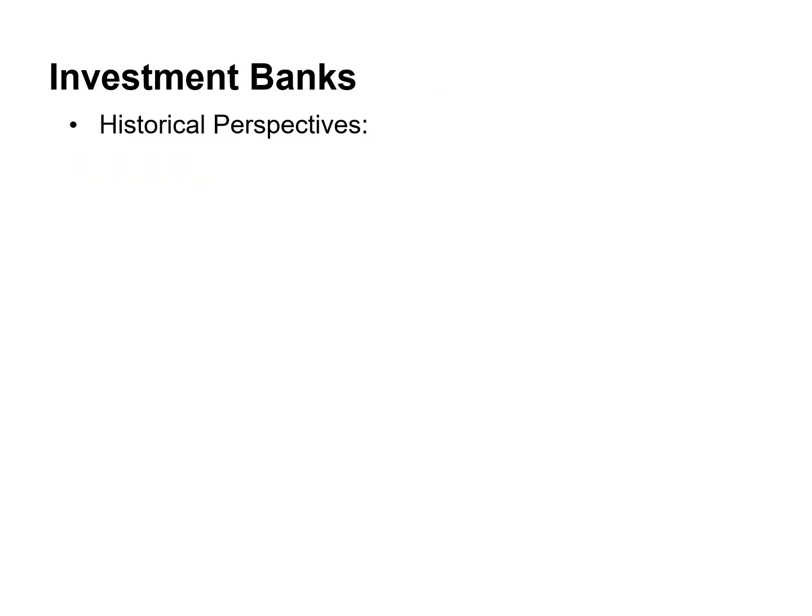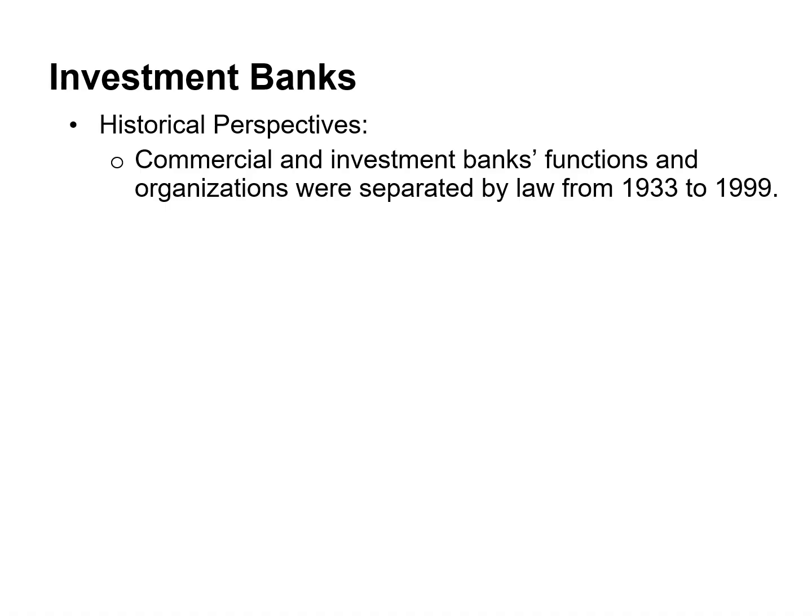Next up, a glimpse into the historical evolution of the investment banking sector and its regulatory landscape. From 1933 to 1999, a legal divide existed between commercial and investment banking activities. This separation was mandated by the Glass-Steagall Act, which was enacted during the Great Depression to reduce the risk within the banking system by limiting the securities activities and affiliations within commercial banks.